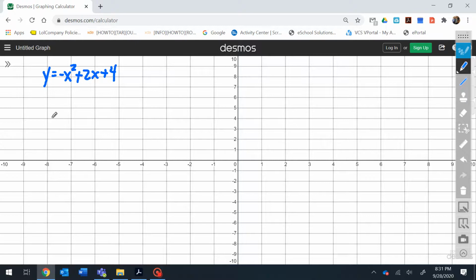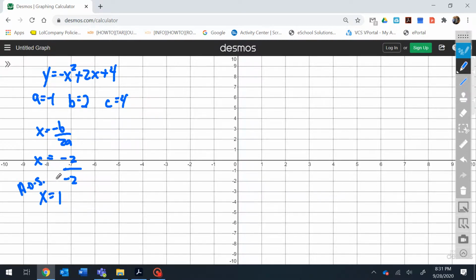Alright, so our a, b, and c values: a is negative 1, b is 2, c is 4. Our axis of symmetry is negative b over 2a, which means negative 2 over 2 times negative 1, so negative 2 over negative 2. So that would be 1. So the axis of symmetry is 1. X equals 1, that's the line. Of course, this is a negative a value, so this opens down.